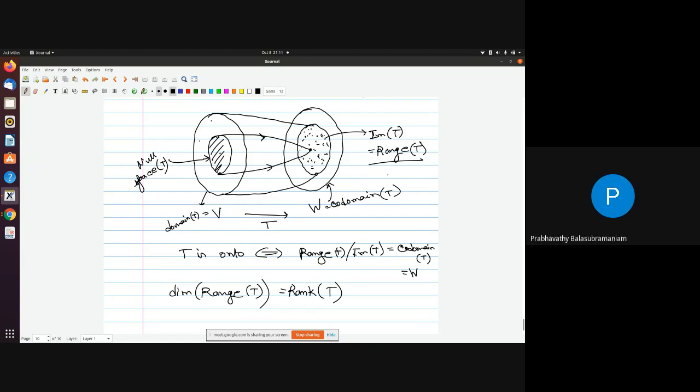So nullity is the dimension of the null space. Right, sir. So the dimension of the null space, let me write it here.